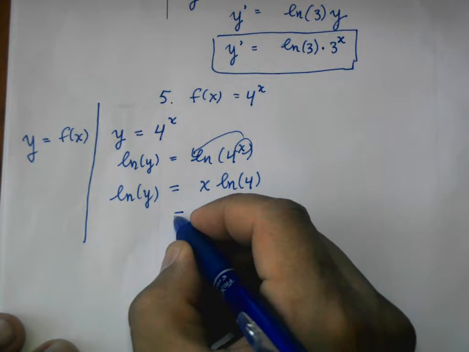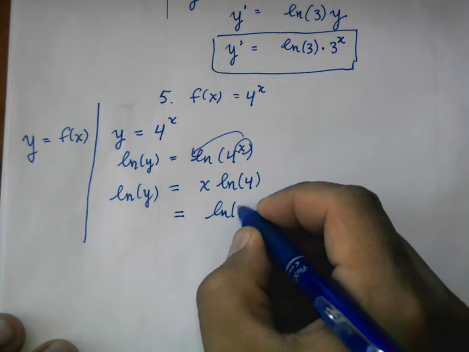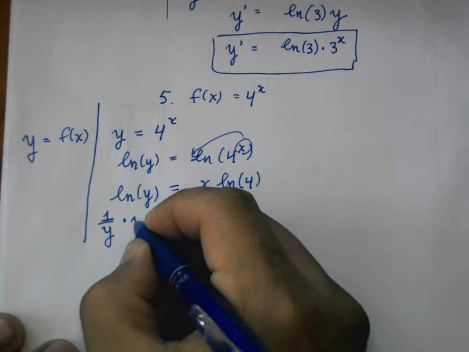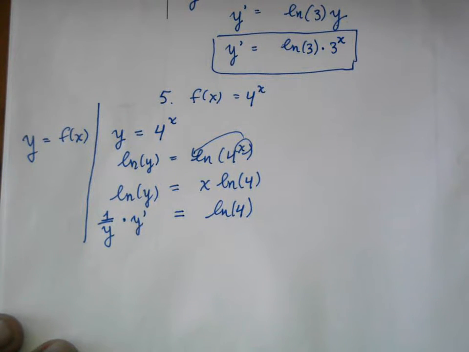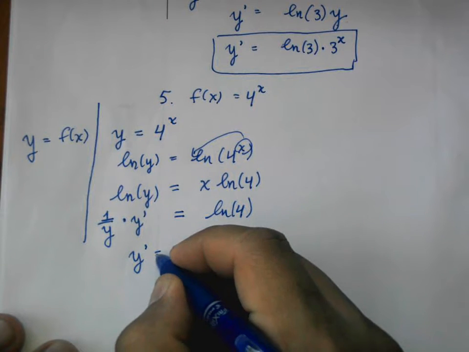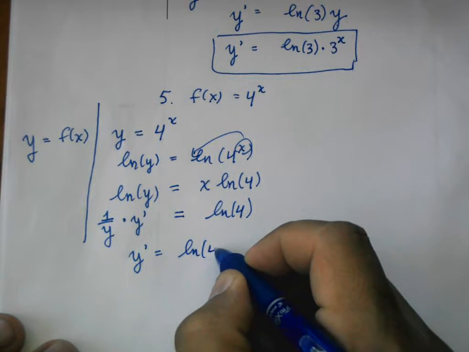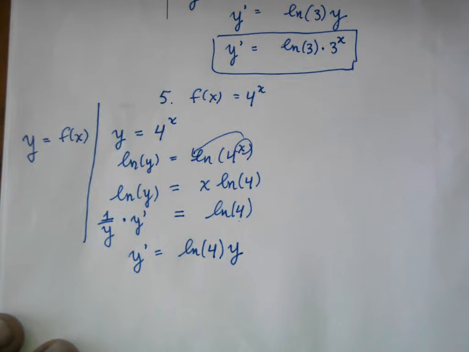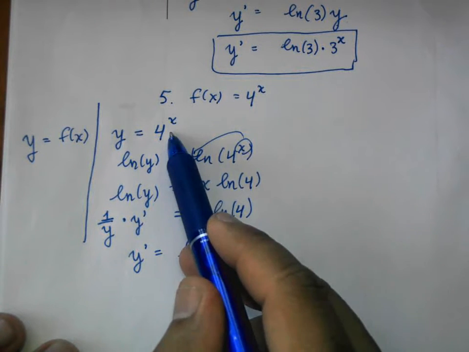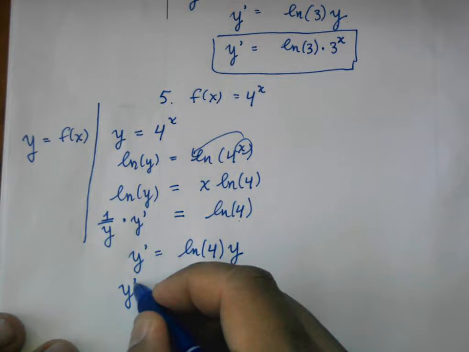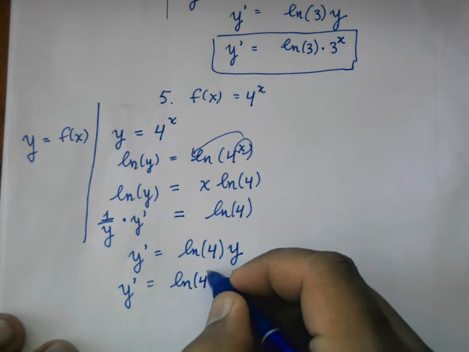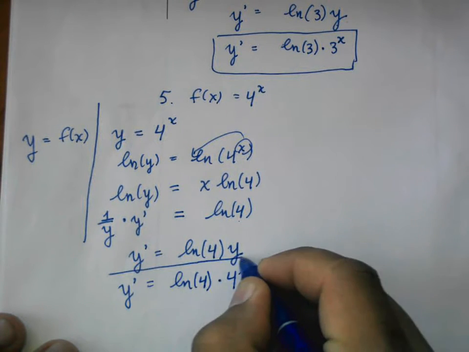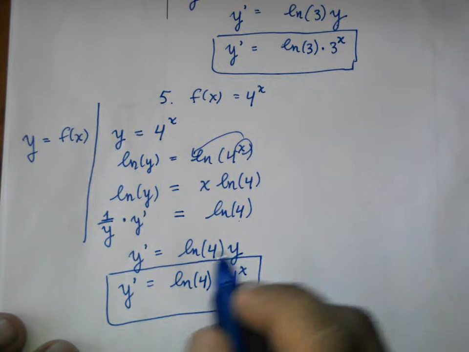And now I can take the derivative. Derivative on the right side is just natural log of 4. Derivative on the left side is 1 over y times y prime. And we will try to get y prime by itself by multiplying both sides by y. So now on the right side I have the natural log of 4 times y. But remember once again that y is equal to 4 to the x. So y prime is equal to the natural log of 4 times y, which is just 4 to the x. And once again, that is my answer.